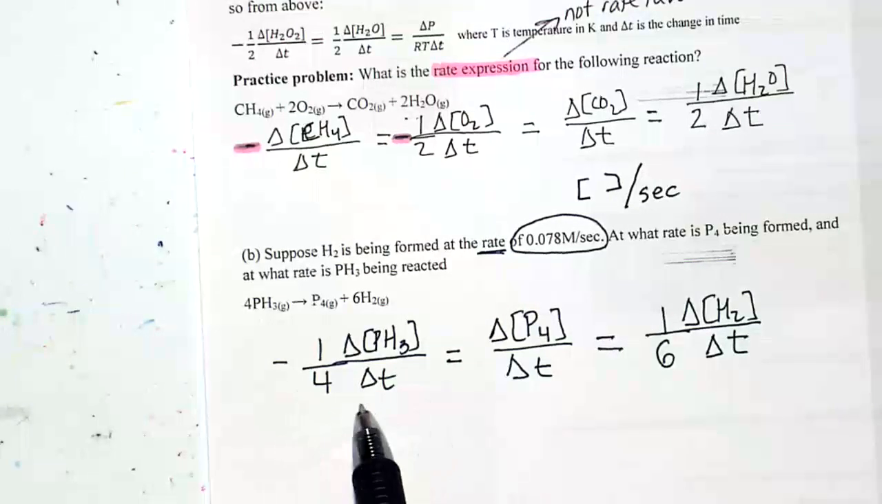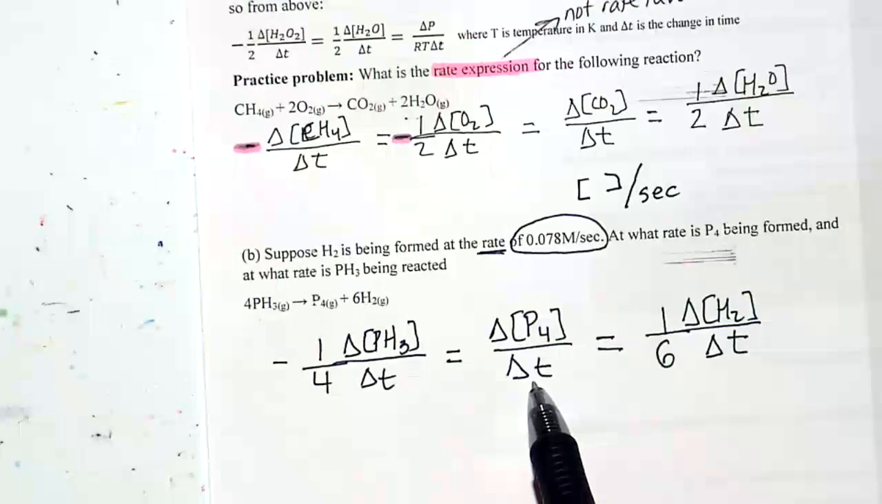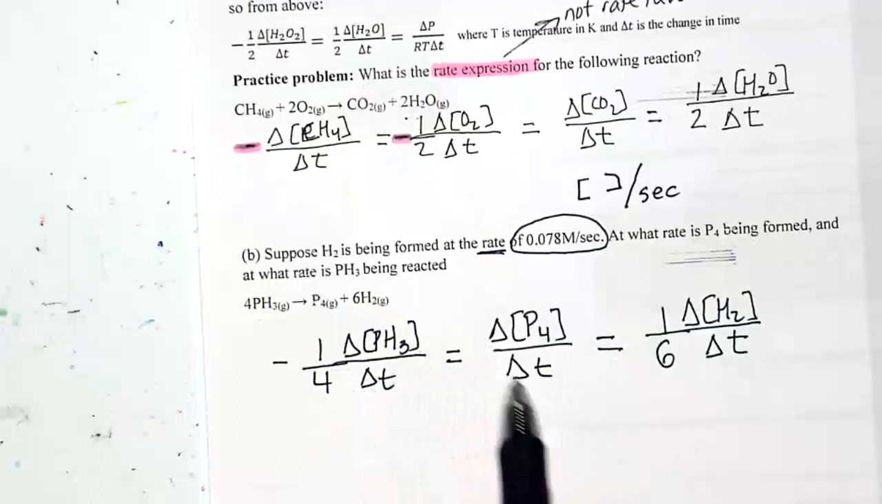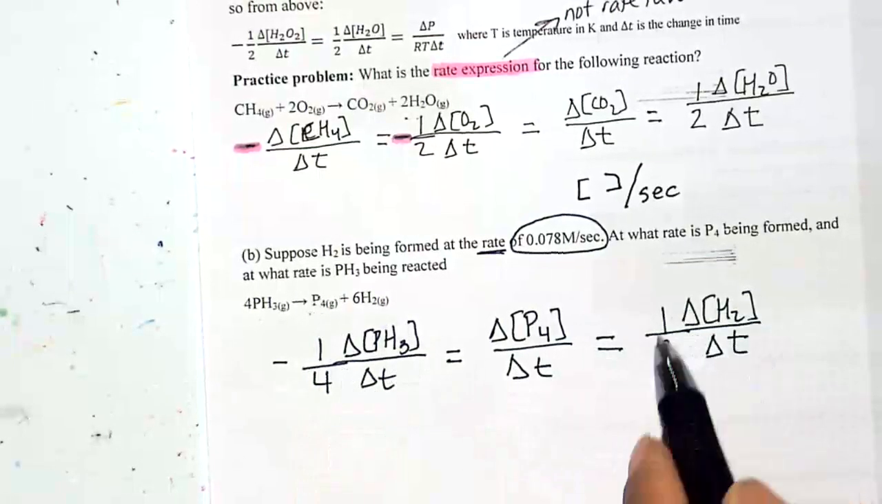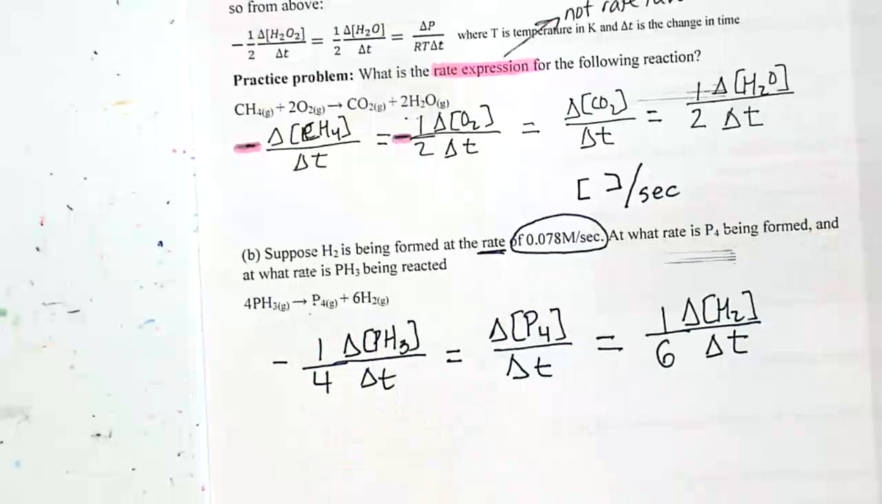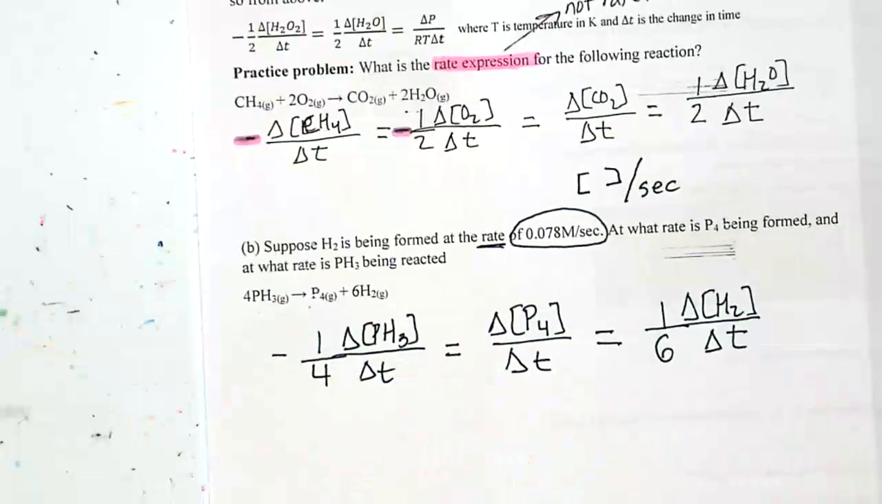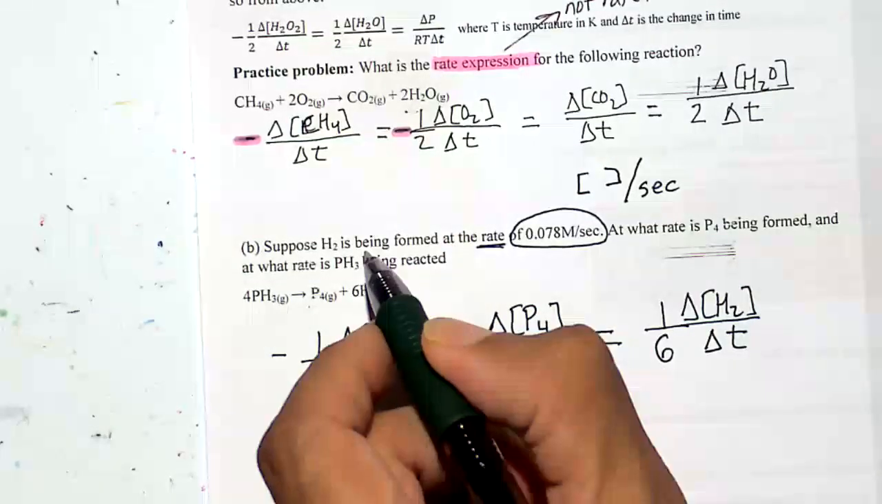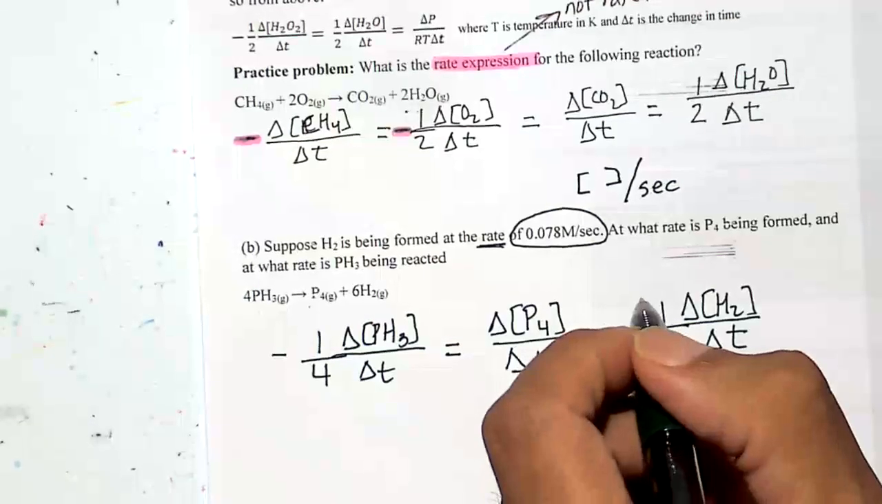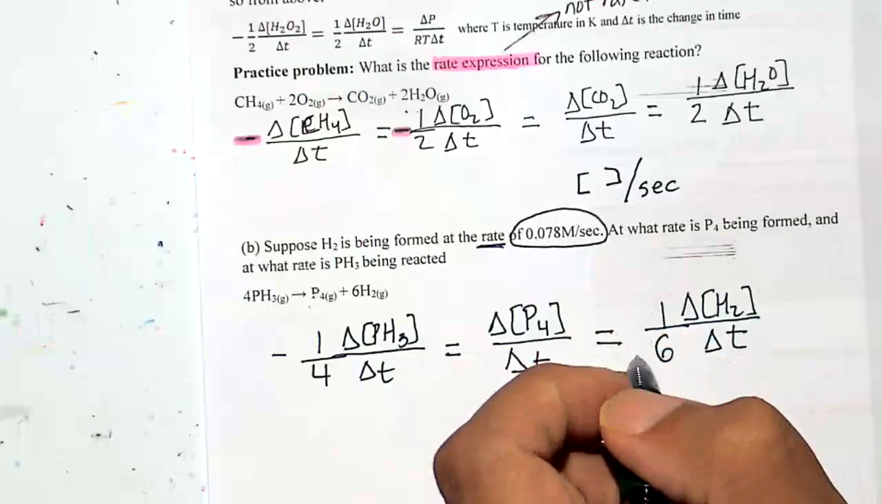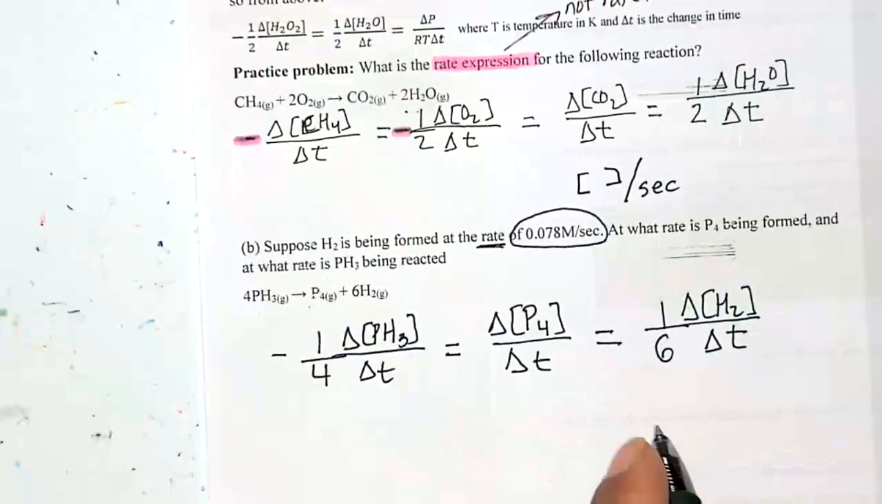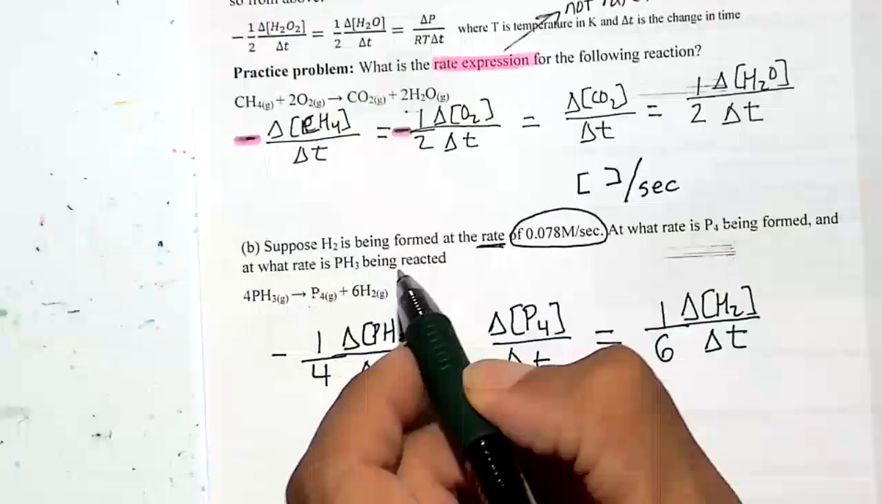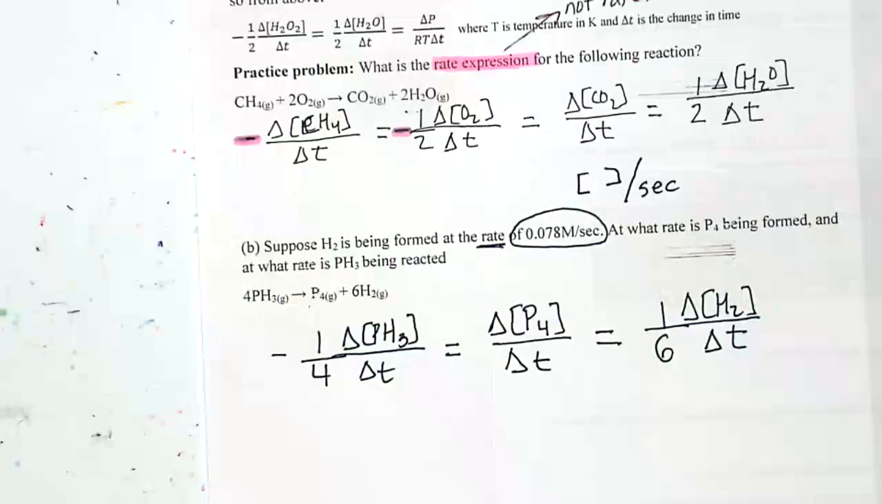So you have a window of time. This is going to decrease by 1/4. This is a product that will increase by a factor of 1, because you're only making 1, and this will increase by a factor of 1/6 because you're making 6. Okay, so that's the rate expression. So it's saying H2 is being formed at a rate of 0.078.